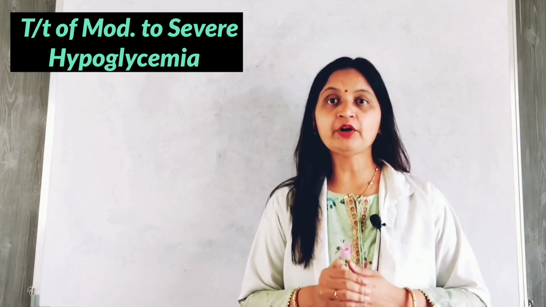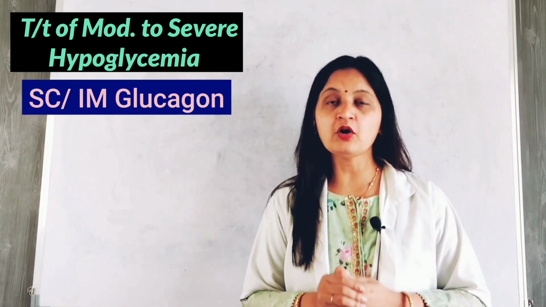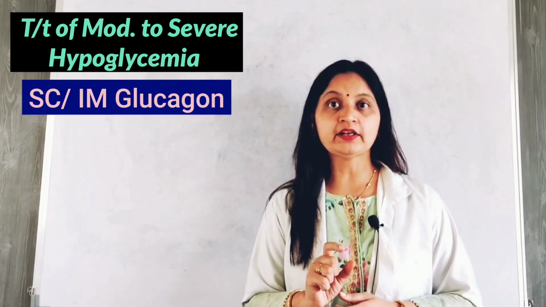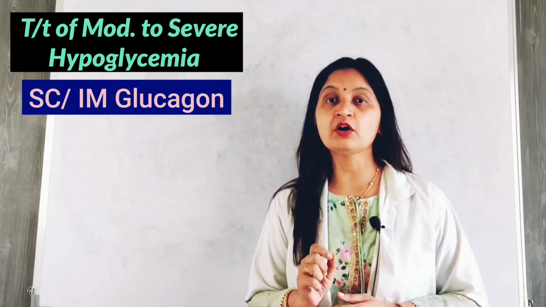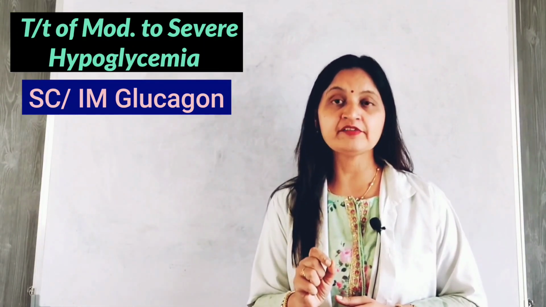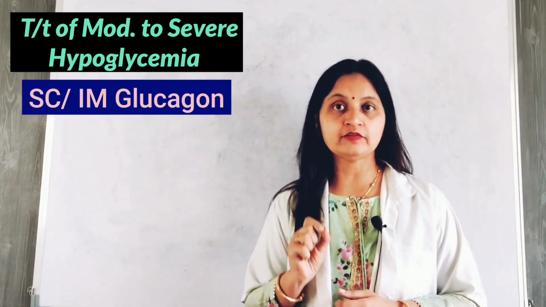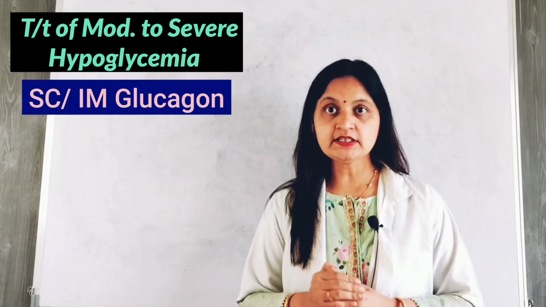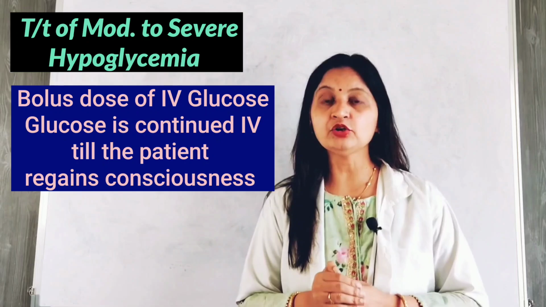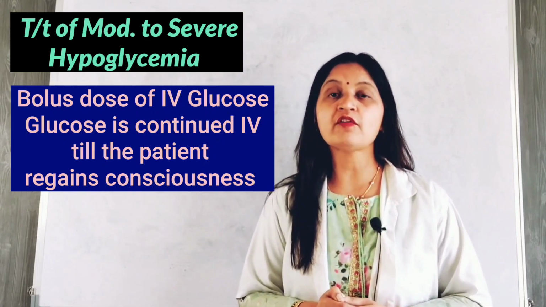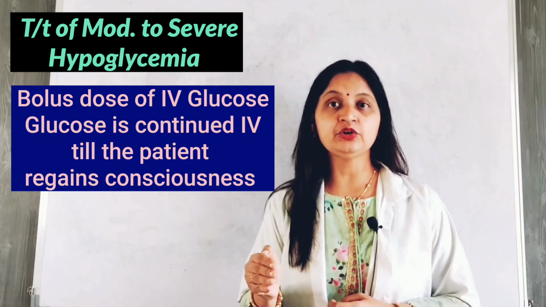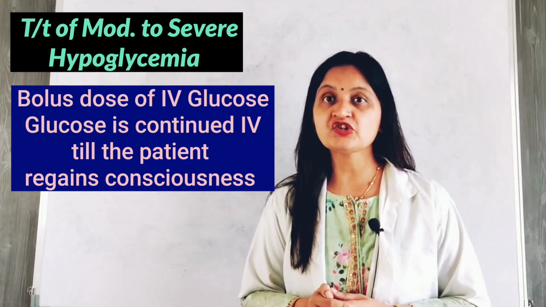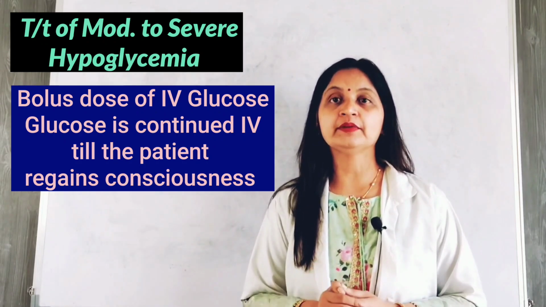For the treatment of moderate to severe hypoglycemia, glucagon can be administered subcutaneously or intramuscularly. The intramuscular route is preferred, and the glucagon can be injected into the deltoid region or the anterior region of the thigh. In an emergency situation, if the patient becomes unconscious, a bolus dose of IV glucose is administered, and the glucose is continued till the patient regains consciousness and eats normally.